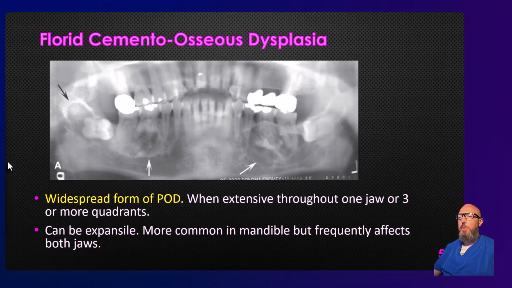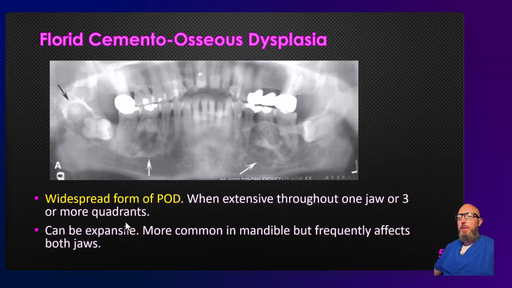All right, now let's talk about Florid, widespread form, when it's extensive throughout one jaw or 3 or more quadrants. I believe the pathology book talks about it being more than 1 sextant. So if it was isolated to the anterior mandible, that's just your periapical. But once it extends into the posterior and it's multiple sites, then you're going to start thinking Florid Cemento-osseous dysplasia.